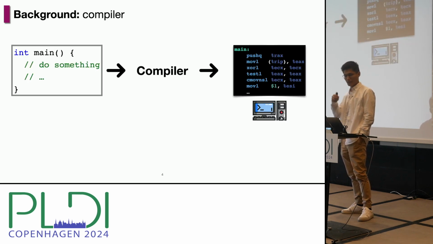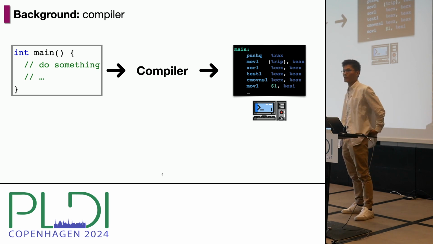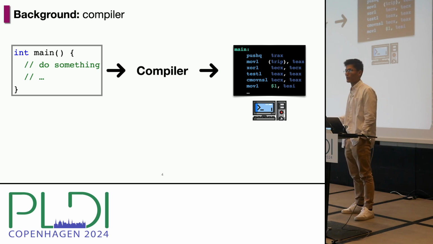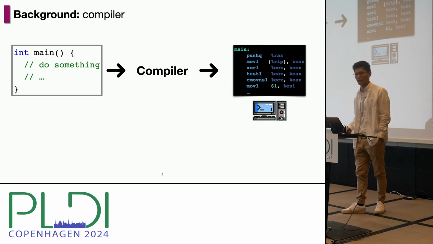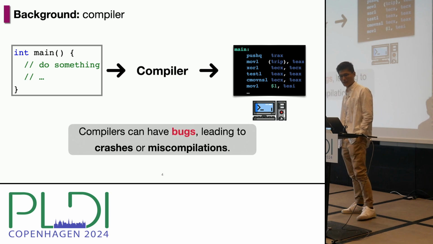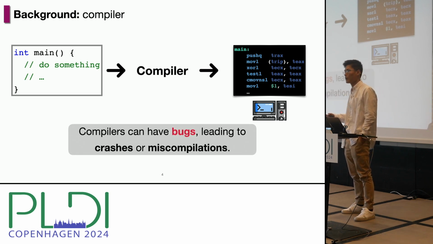So compilers, they are super critical infrastructure software systems that help us translate whatever code we write in a high-level language down to some machine code so that we can execute on different platforms. But despite its criticality, compilers may also have bugs leading to, for example, compiler crashes or even miscompilations to affect the functionality of the software or systems that rely on the compilers.